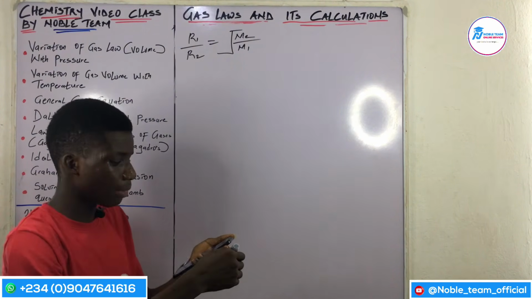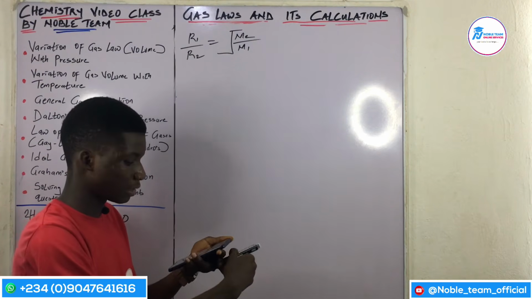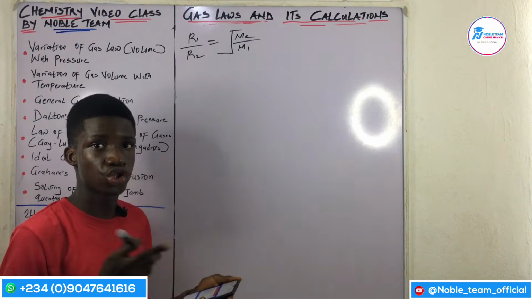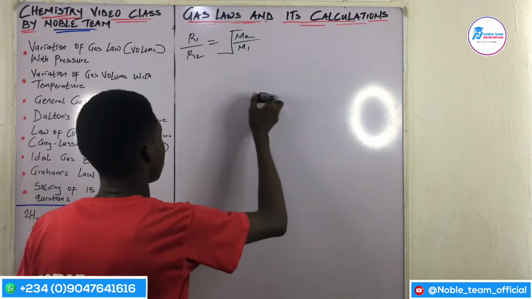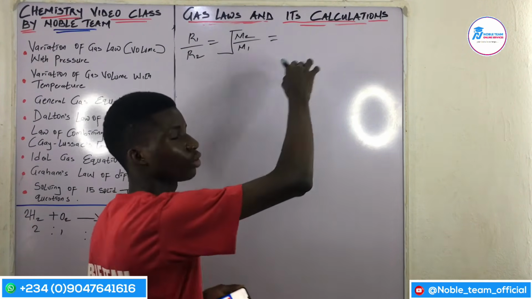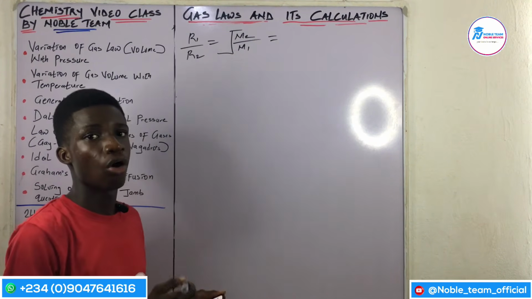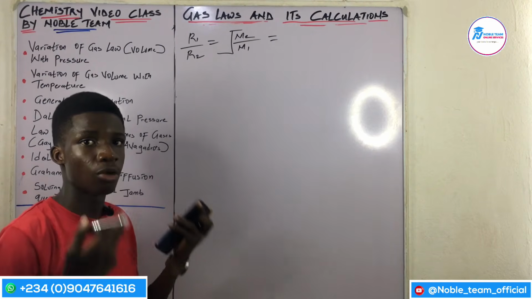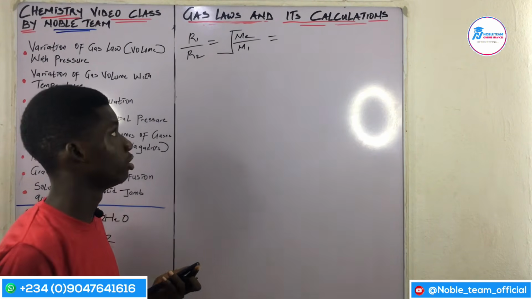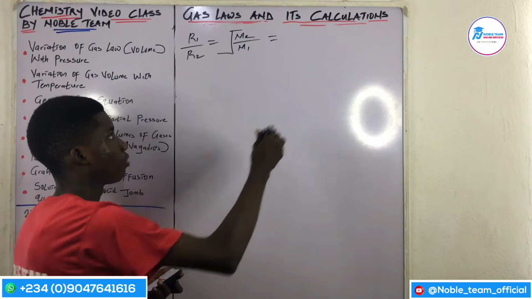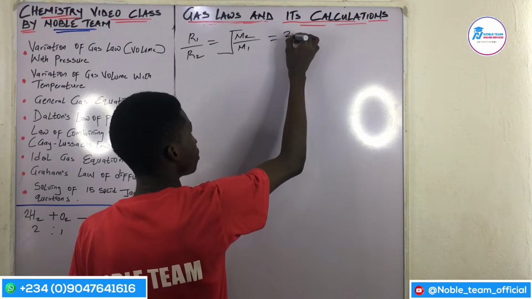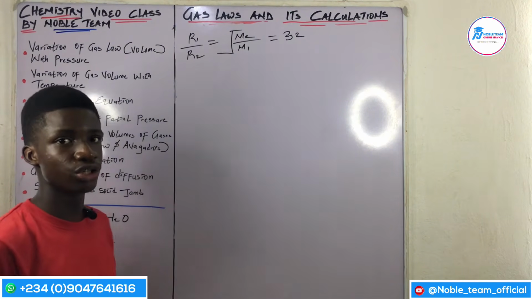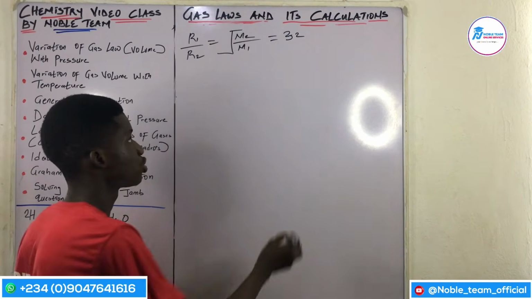So what is the molar mass of this particular oxygen? Now the molar mass of oxygen is 32. Take note of it. And I want us to take note that once you are solving anything on Graham's law of diffusion, you need to master the relative molar mass of it. Which is 32. Then what is the relative molar mass of hydrogen? The relative molar mass of hydrogen is 2.